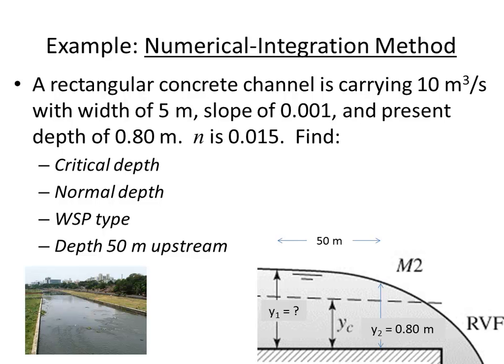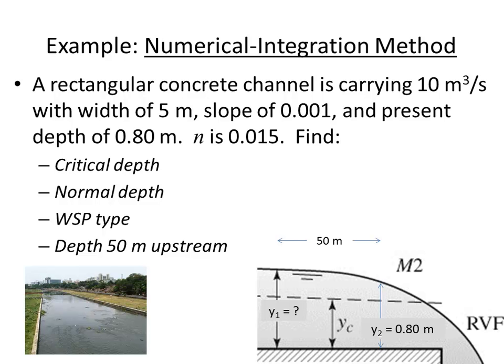Okay, we have a rectangular concrete channel. It's carrying 10 cubic meters per second. The channel is 5 meters wide. The slope is given. Just as the preliminaries, I'm going to find the critical depth, the normal depth, and the water surface profile type, just to get things started so that I know if it's getting deeper or shallower in the direction of flow.